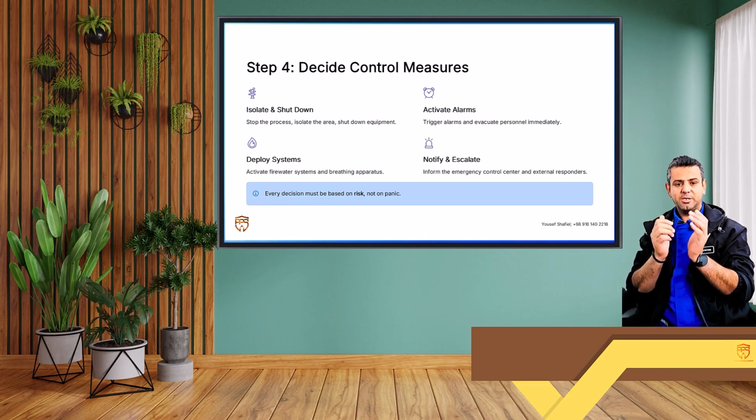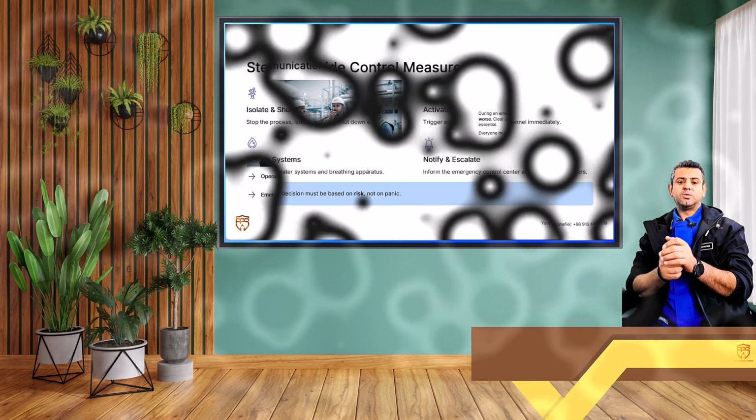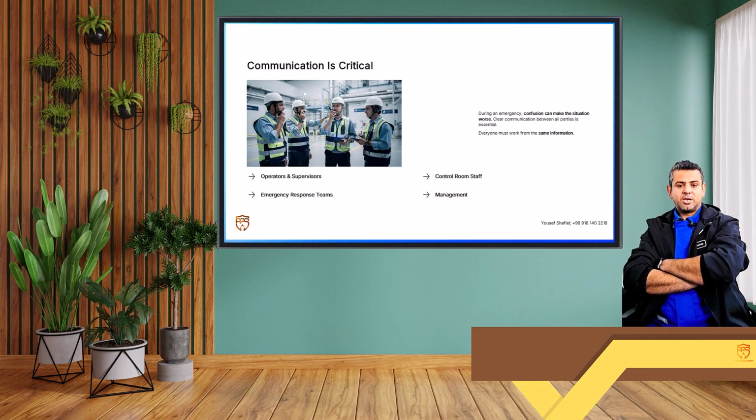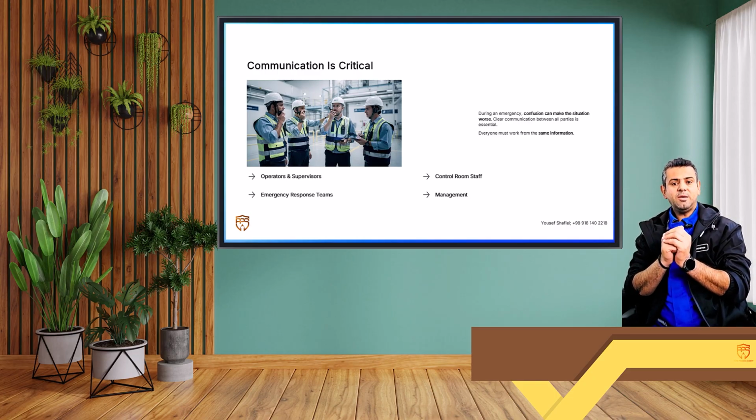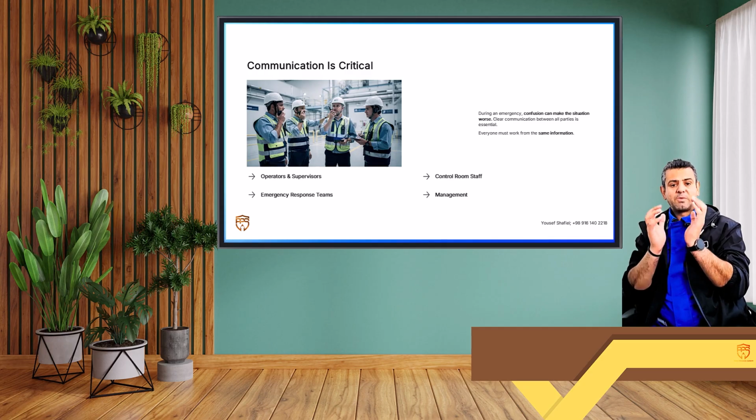A good emergency risk assessment also depends on communication. During an emergency, confusion can make the situation worse. That is why clear communication between operators, supervisors, control room staff, the emergency response team, and management is essential. Everyone must understand the same situation and work from the same information.